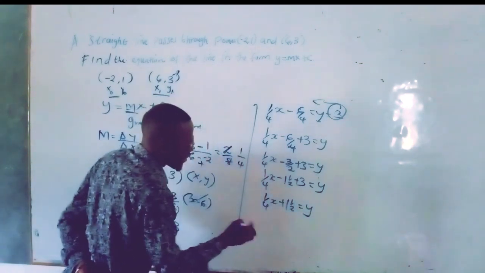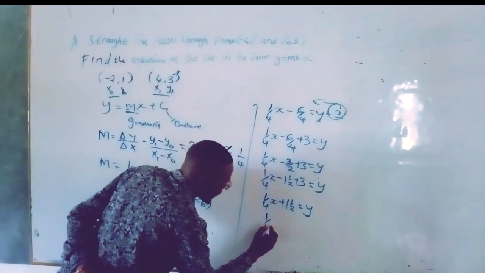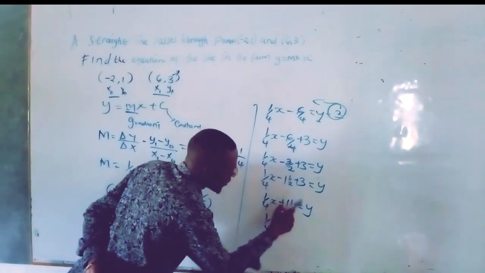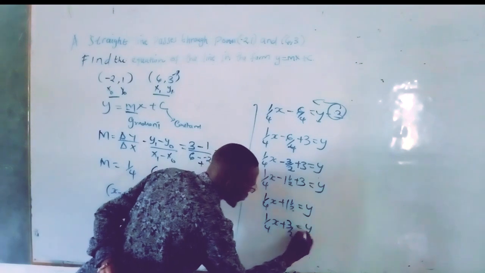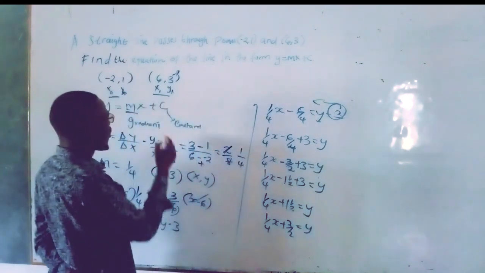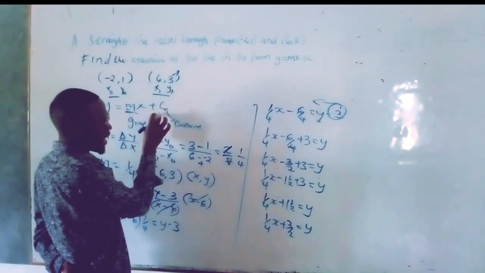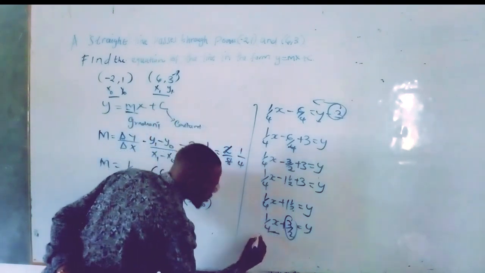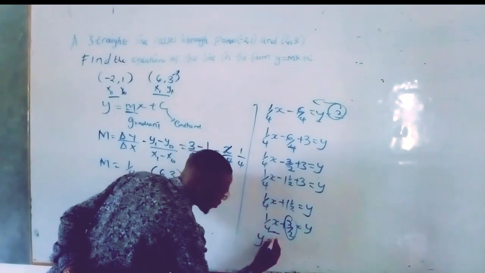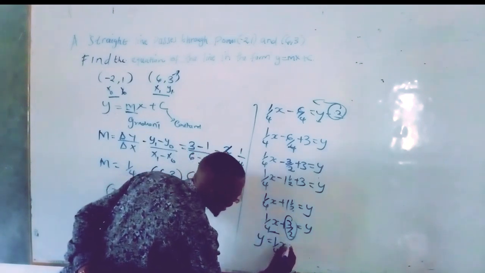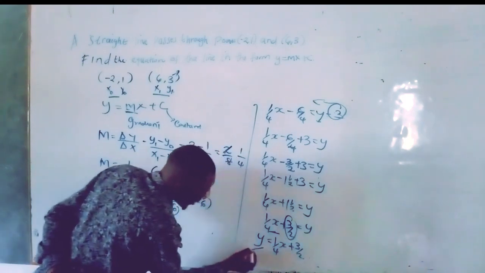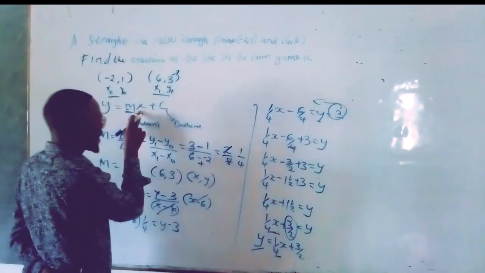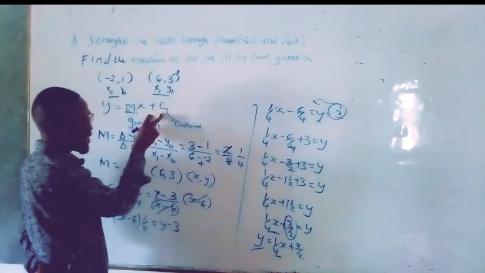I can also write it in the form of an improper fraction as 1/4 x plus 3/2, which is equal to y. And I want to write it in the form y = mx + c. So this one becomes my constant, this one the gradient and x, and this is y. So the final answer will be y = 1/4 x + 3/2, whereby we have our y there, our quarter as our m, our x, and also 3/2 representing the constant.